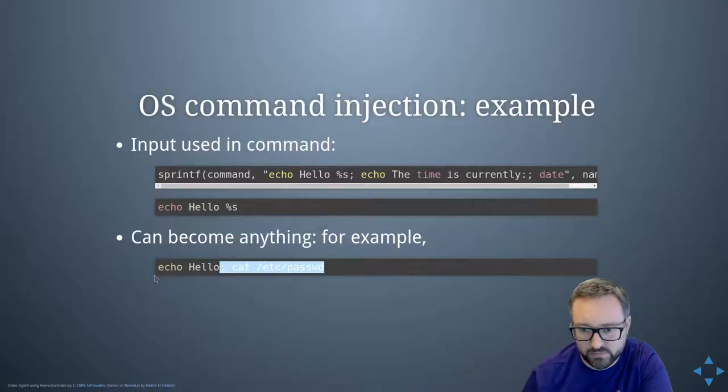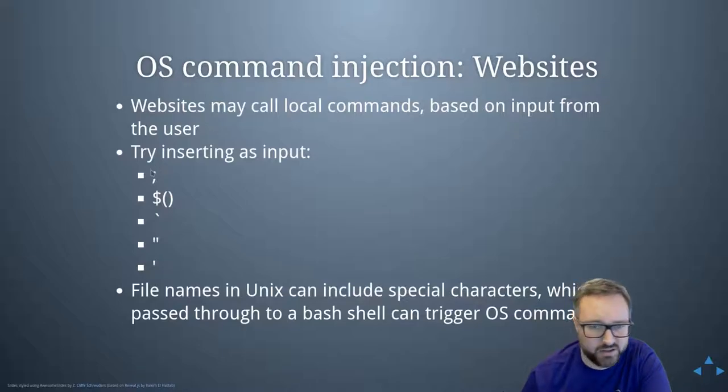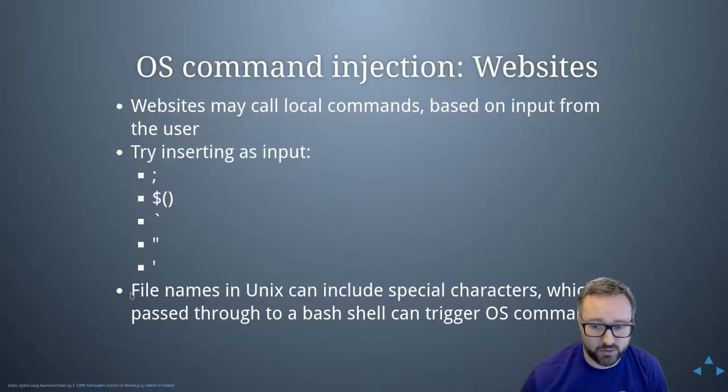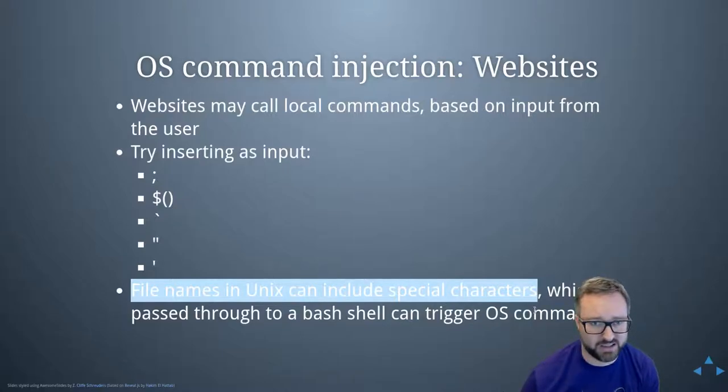So the sorts of things that you can try to find these vulnerabilities is to insert things like a semicolon, which in Bash ends that command and starts a new one. You can do dollar and then brackets, which is another way of running a command. You can use backticks, which is yet another way of running a command in Bash. And you can try escaping quotes and things if you need to, in order to get to the point where you can inject your code. Also, in Unix, file names can contain all kinds of special characters, so you can put things like semicolons in a file name. If that ends up being used by the program that you provide the file to, and the program is not careful, then again, it's one way that you could trigger operating system commands.